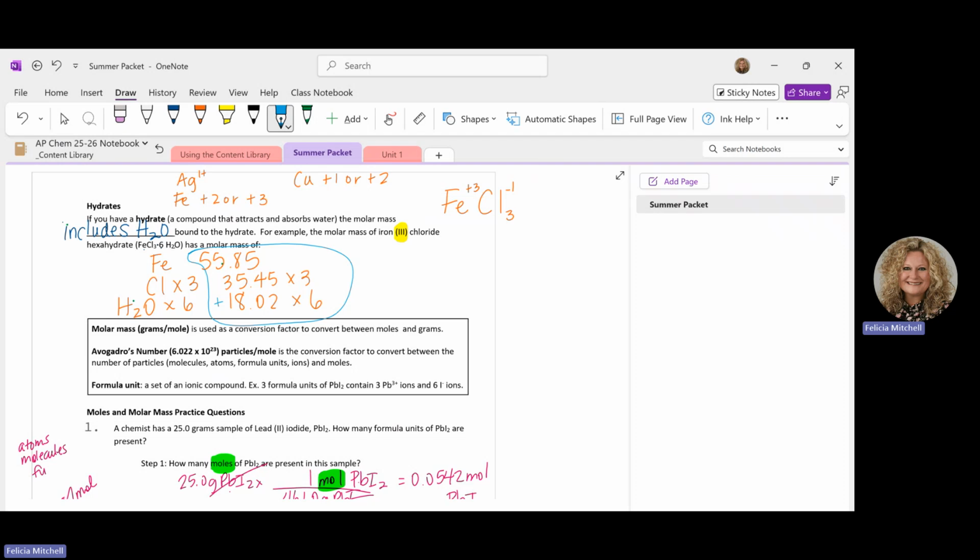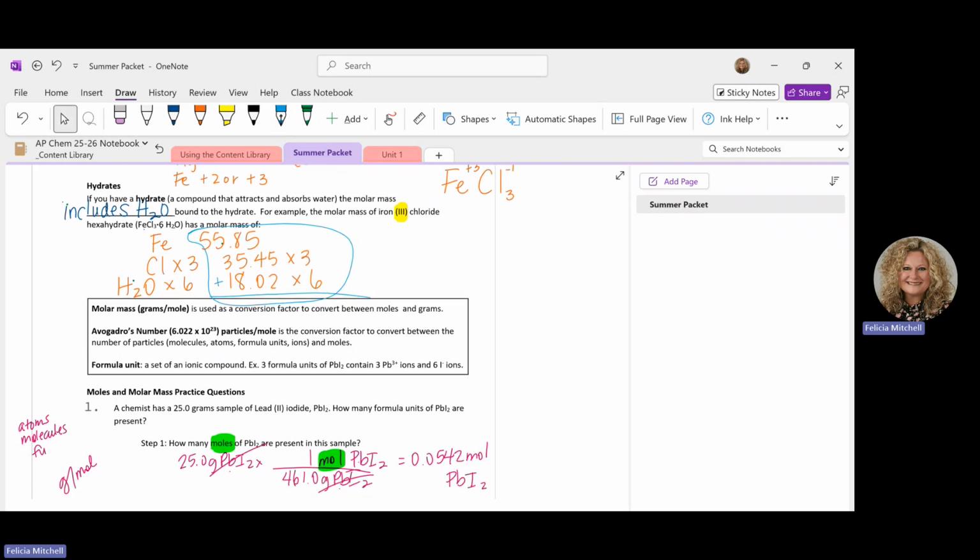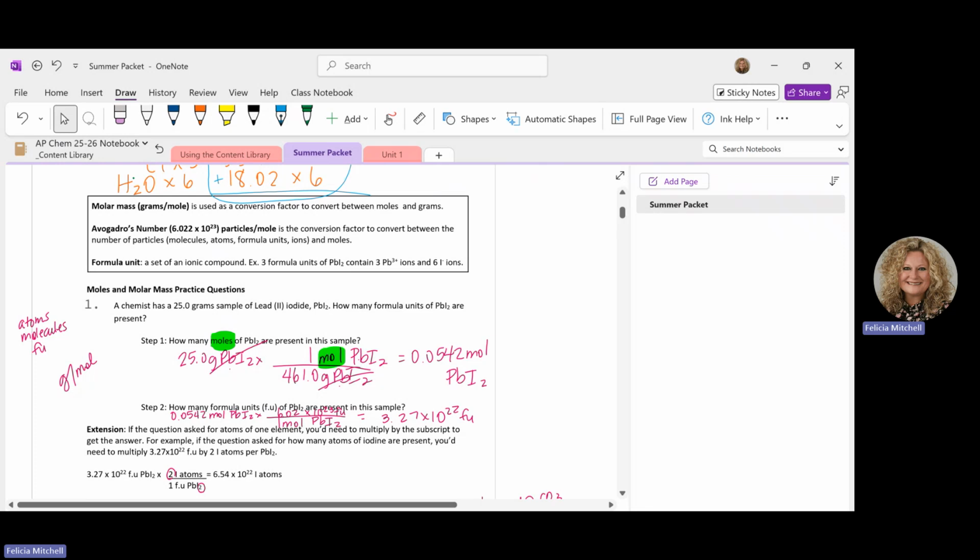55.85 plus 35.45 times 3 plus 18.02 times 6. And you would get the total. Now, how do we use this? So we will be doing lots of dimensional analysis.